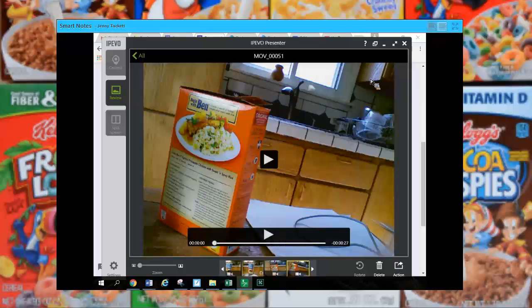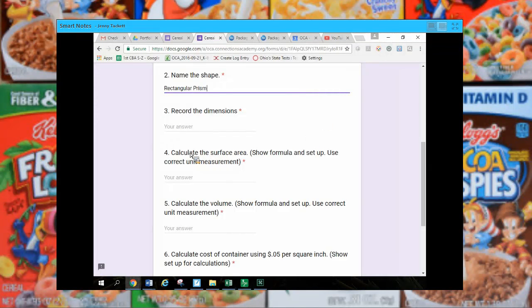I then record this on my form. Height equals 8 inches. Length equals 5 inches. Width equals 1.5 inches. I am to calculate the surface area. Well, surface area, there's 2 bases plus the perimeter times the height.